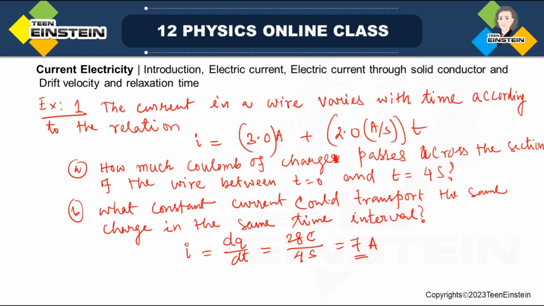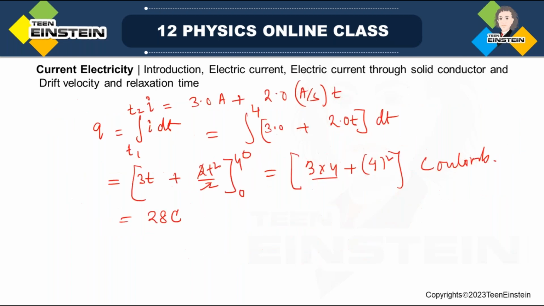We can do it. See, sometimes you may be given how many electrons. Suppose here I can add this part after this: how many electrons, or how many positive or negative charges, pass across the section of the conductor. Where?